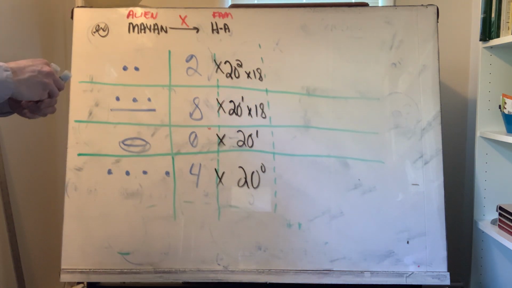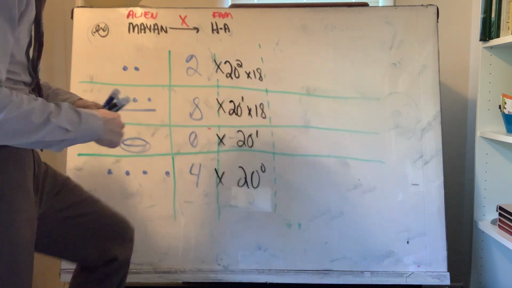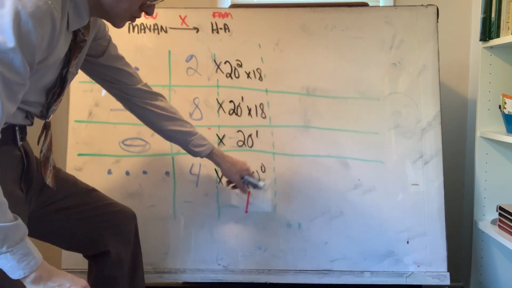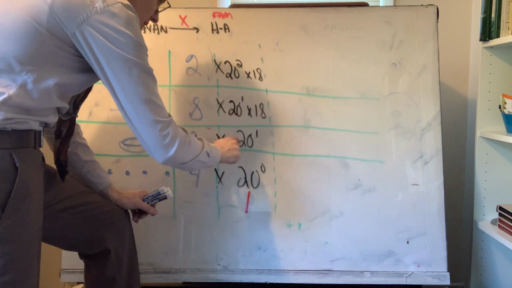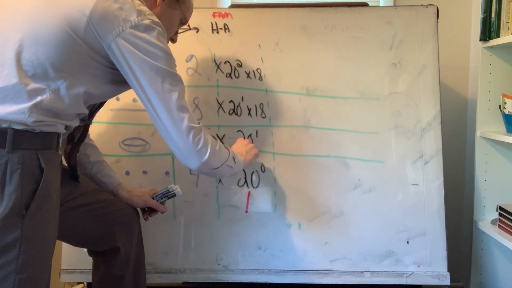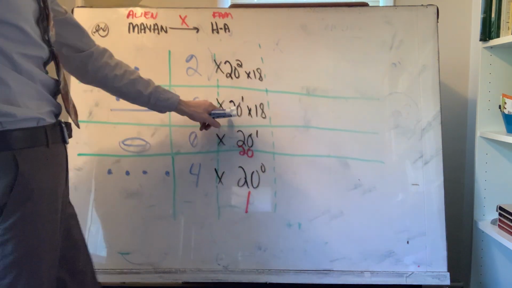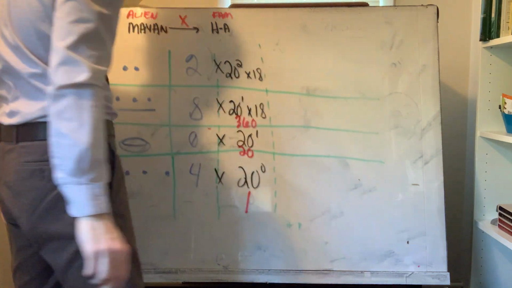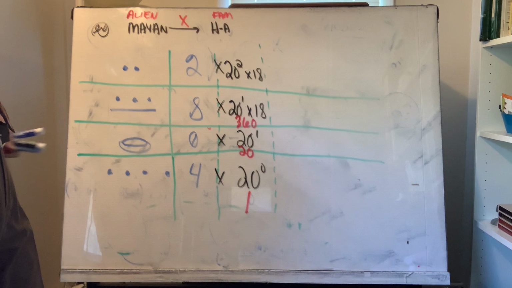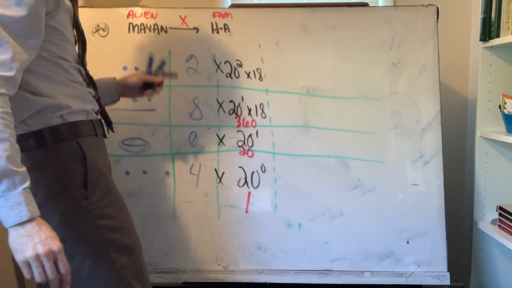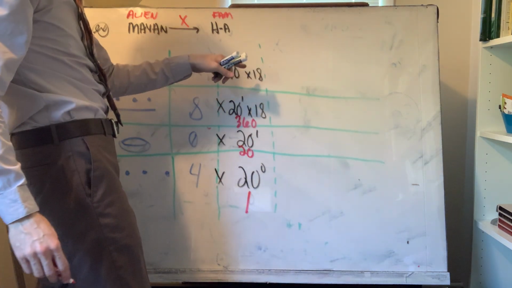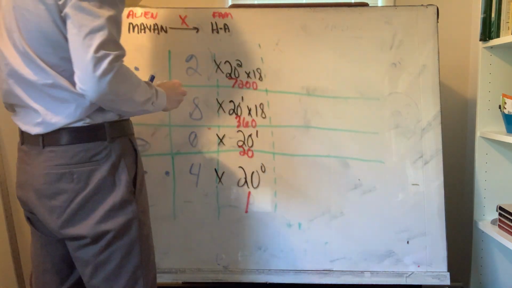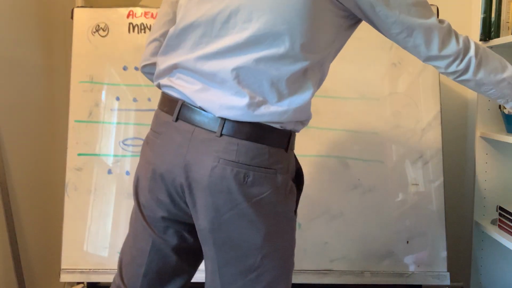What does that really mean? It means that you're multiplying 4 times 1, because 20 to the 0 is 1. 0 times 20 to the first is really times 20. 20 times 18 is really times 360. And then 20 squared is 400, and 400 times 18 is 7,200. So you can multiply by 7,200.